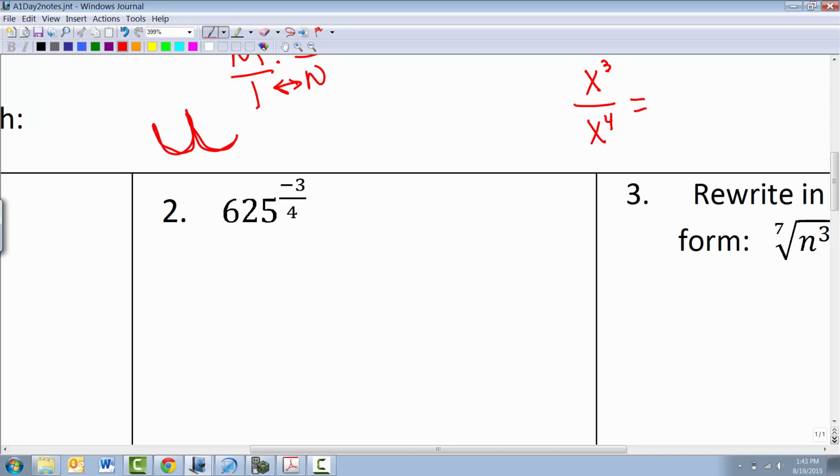X to the third means what? X times, say it, because when you talk, you activate. And then what's x to the fourth? Just go fast. X, X, X, X, all right? Now, how many x's cancel? Say it. 3. How many x's are left over? Say it. But where? In the bottom. So everyone would know by doing this the old-fashioned long way, the answer to this is 1 over x.